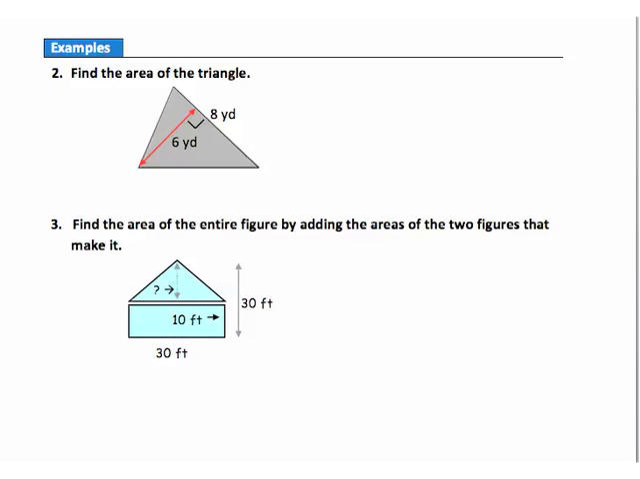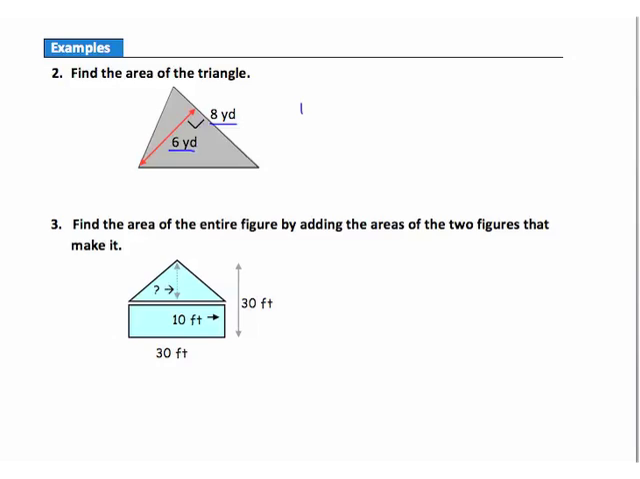Now let's take a look at some examples that will help you understand how to find the area of triangles and rectangles. Example 2. Find the area of the triangle. So here we have a triangle, and it looks like the height of this triangle is 6 yards and the base of this triangle is 8 yards. Now, the base doesn't necessarily mean bottom. It just means the side that we have that is perpendicular to the height. And so that 8 yards is going to be our base.